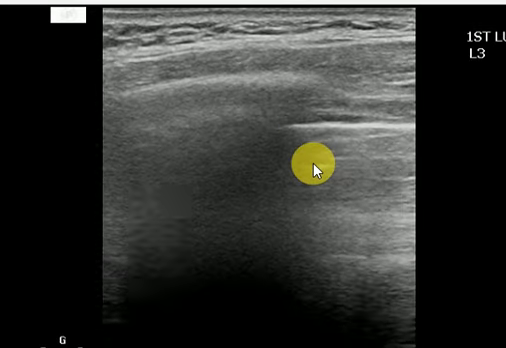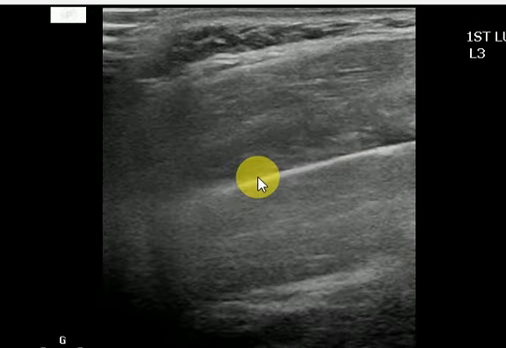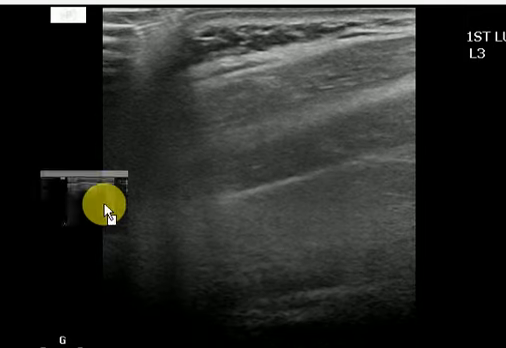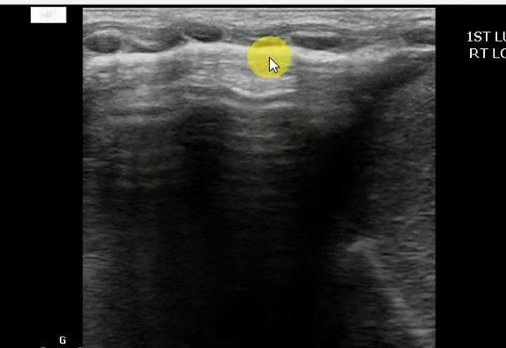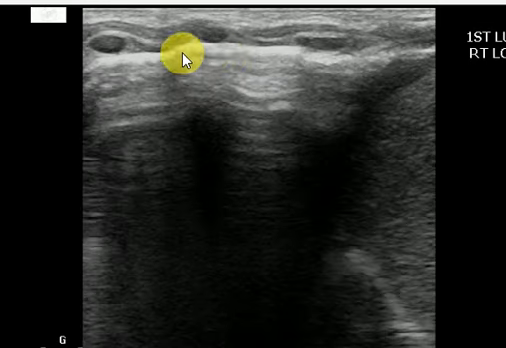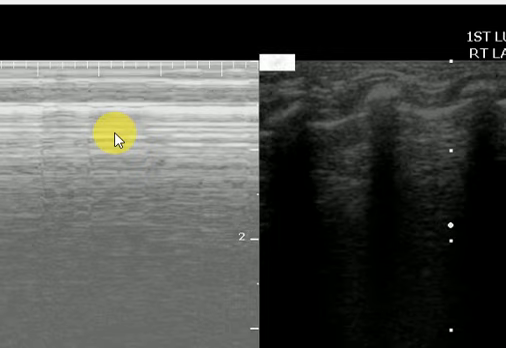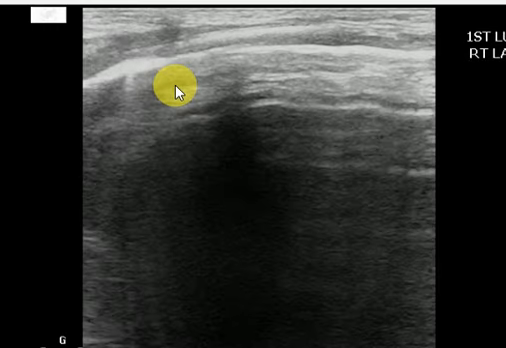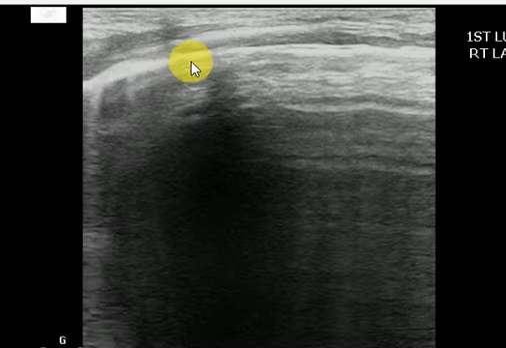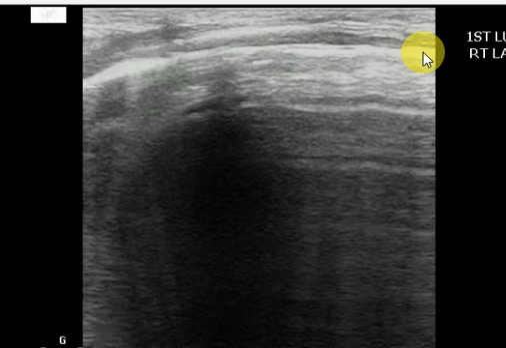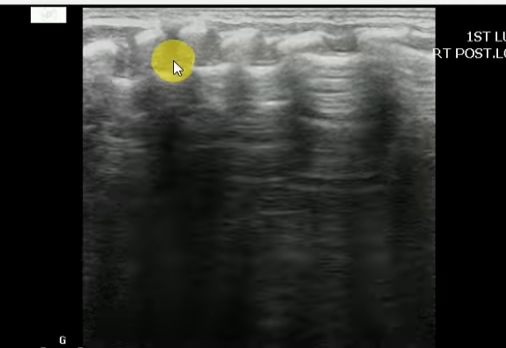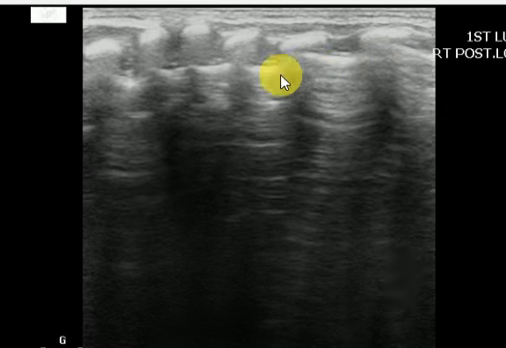There is no lung sliding here. As you see, there is no lung sliding. This is barcode. See, this is lung sliding here. There is no lung sliding in this area. This is what is called the lung point. There is no lung sliding here.